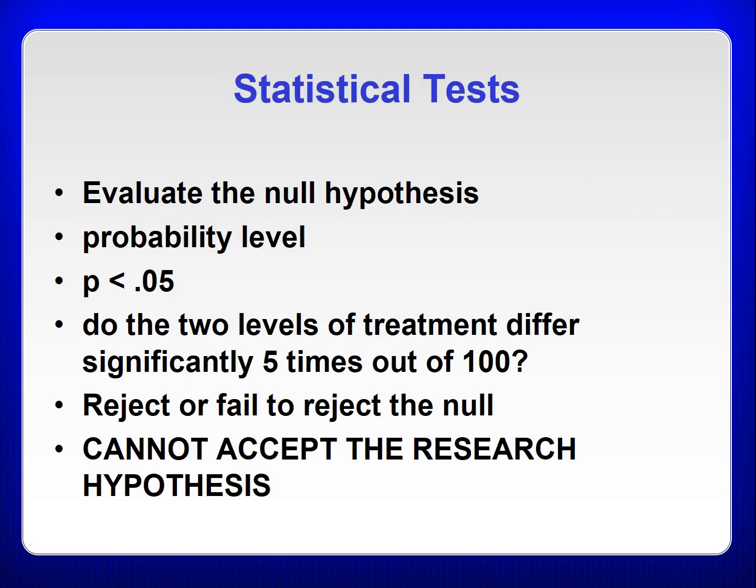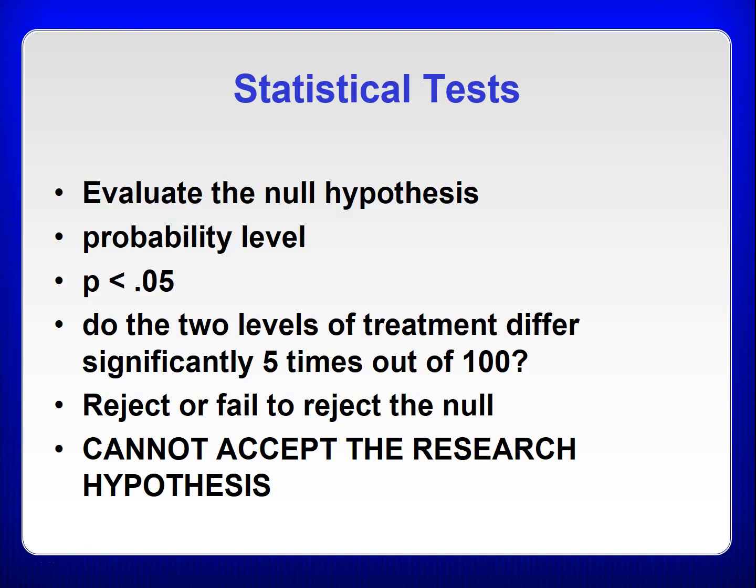How statistics test differences. In experimental research, the levels of the independent variable may be established by the researchers. For example, if you want to examine different learning activity on children's motivation, the learning activity will be the independent variable. The purpose of the statistical test is to evaluate the null hypothesis at a specific probability level, for example, p less than 0.05. In other words, do the two levels of treatment differ significantly 5 times out of 100?